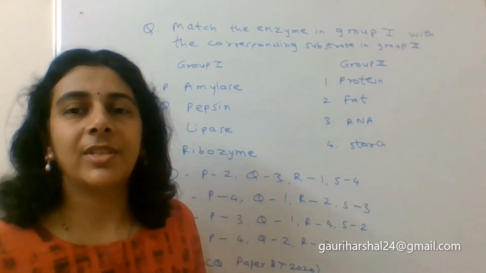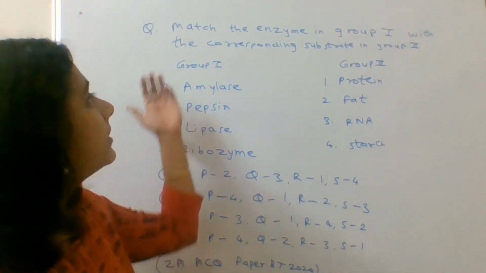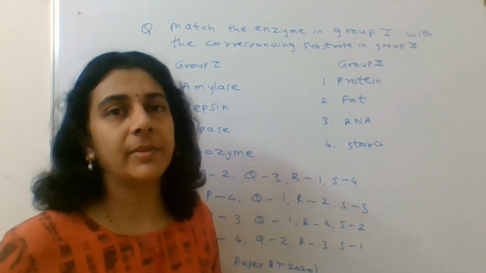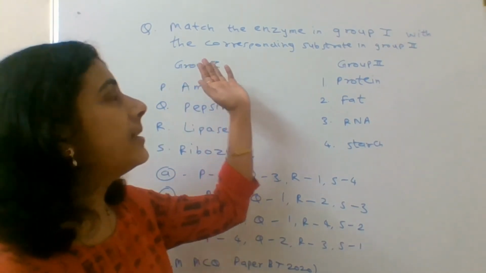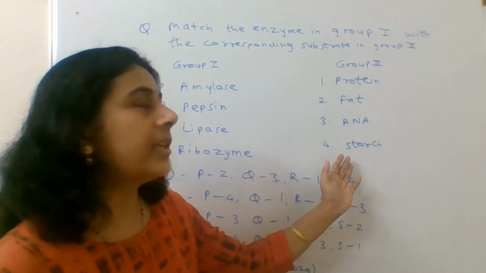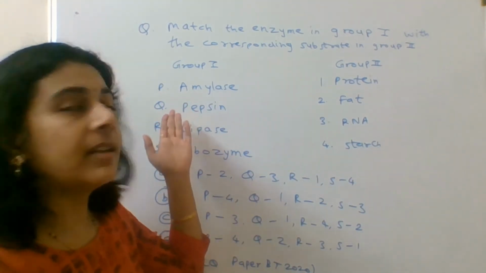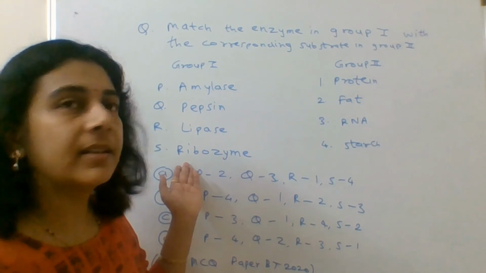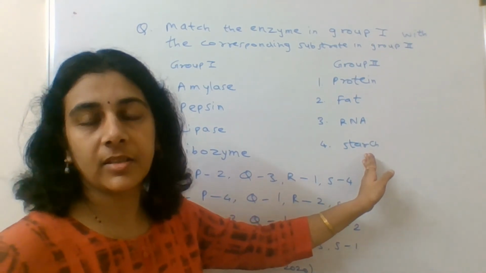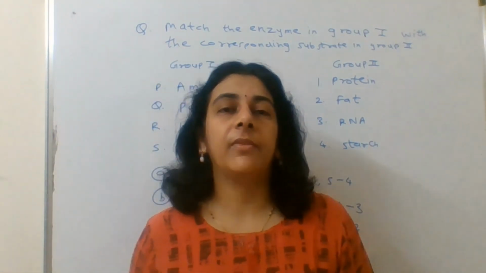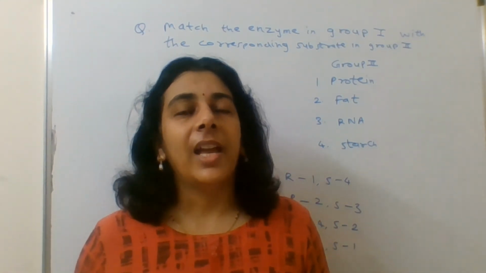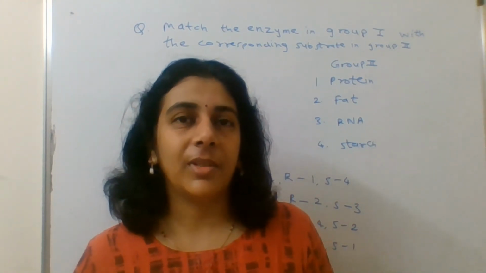So here is a question for my next video. Here two columns are given. This is a 2 marks question from the paper of biotechnology, same paper 2020. The question says match the enzyme from group 1 with the substrate from group 2. The enzymes given are amylase, pepsin, lipase and ribozyme. And in group 2, the substrates given are protein, fat, RNA and starch. So the question is very simple. We have to understand which enzyme acts on which substrate. We'll discuss this question in my next video.